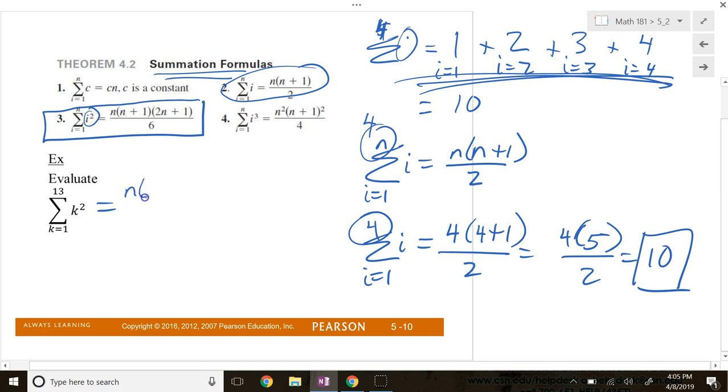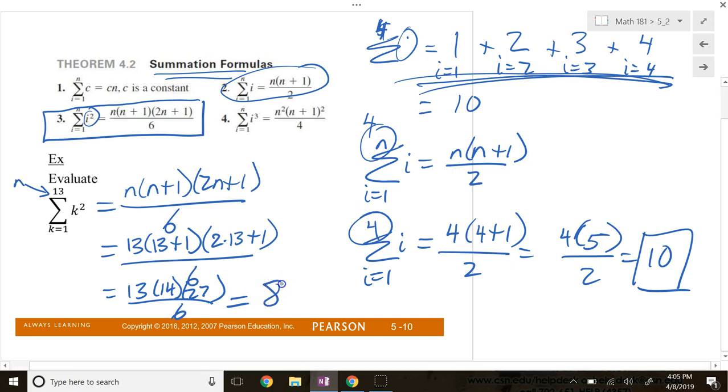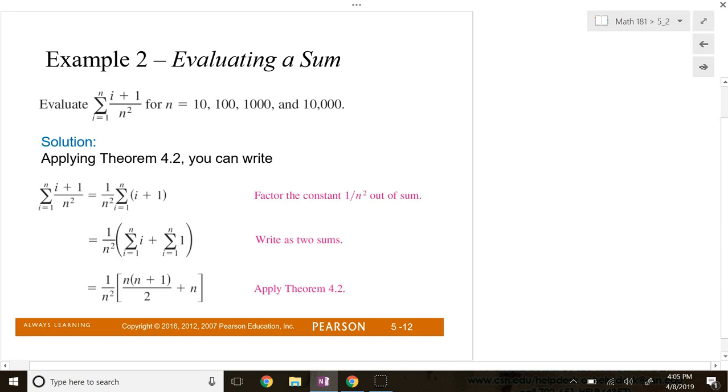So that means it's N times N plus 1 times 2N plus 1 all over 6. Well, what's my N? That's my N. Let's set for some 13. So 13 and 13 plus 1 times 2 times 13 plus 1 all over 6. So 13 times 14 times 27 all over 6. And I think I got it written down here somewhere. That ends up being 819. Okay, so those are your summation formulas, and they will come in very handy.